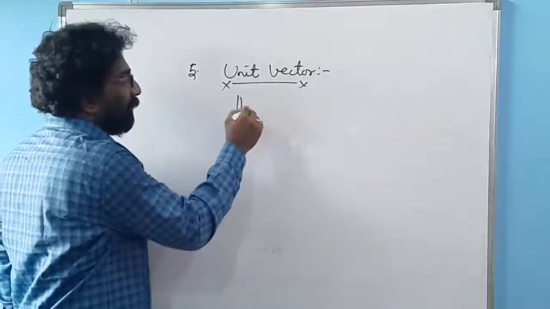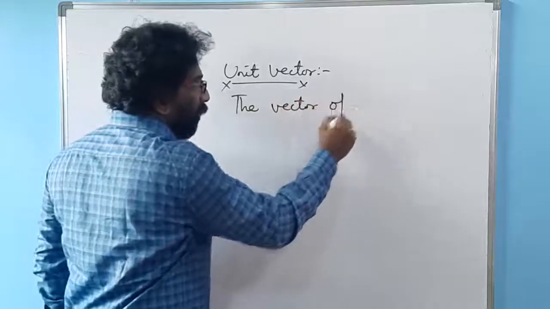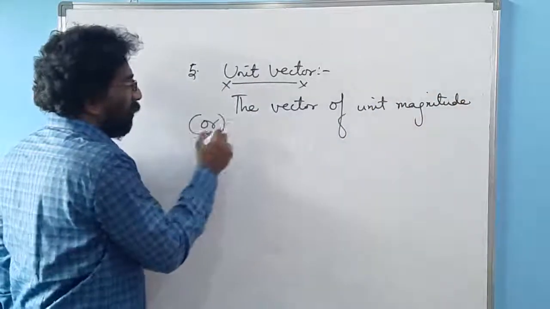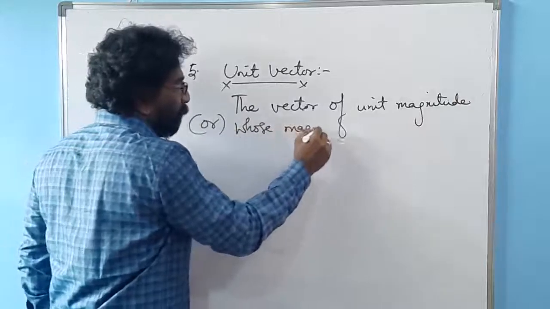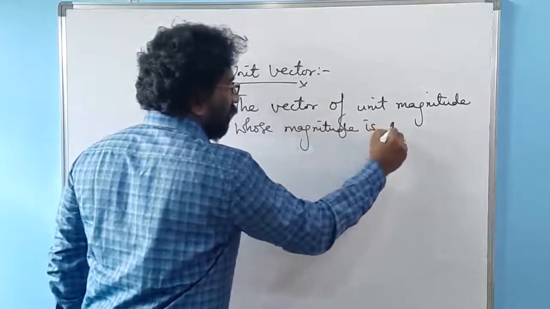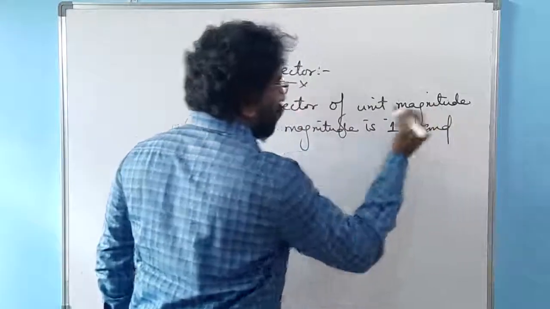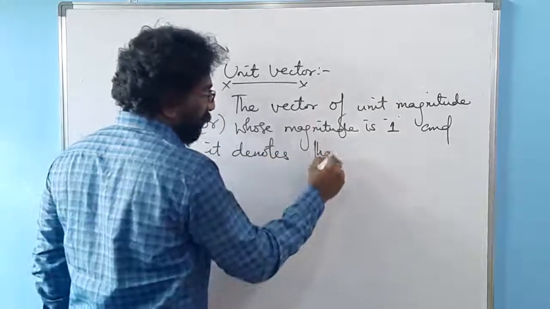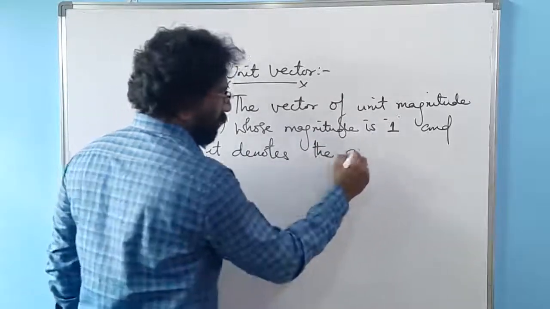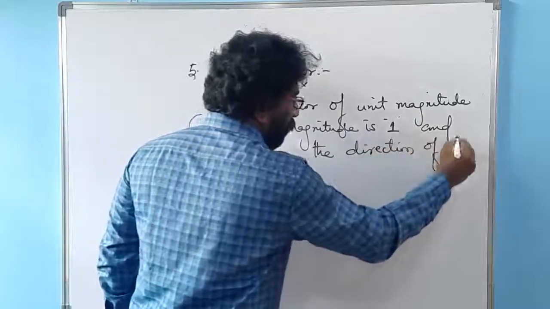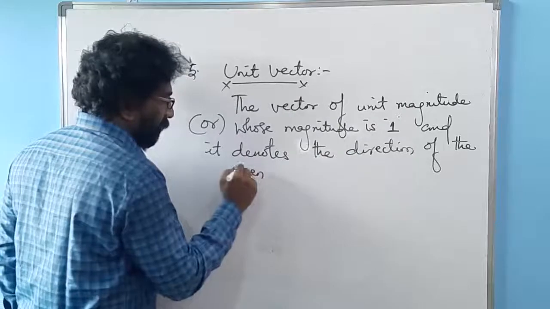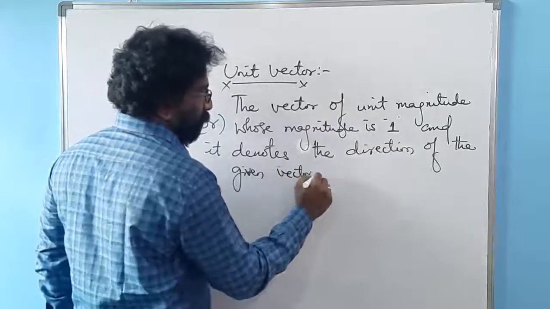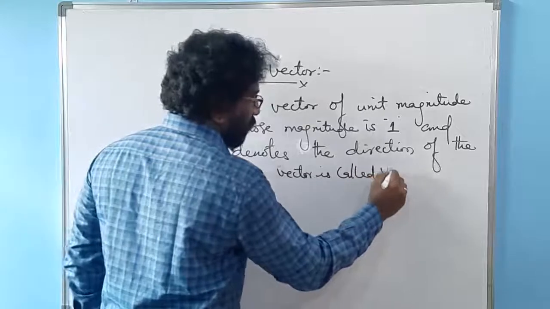So unit vector means the vector of unit magnitude, whose magnitude is 1, and it denotes the direction of the given vector, is called a unit vector.